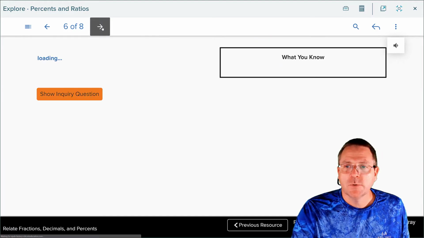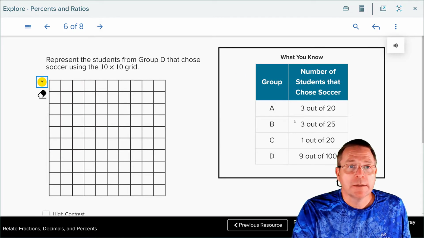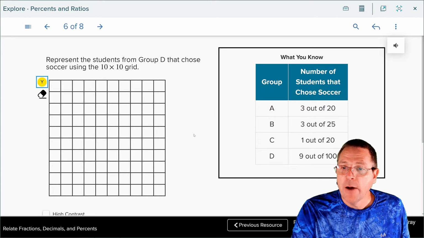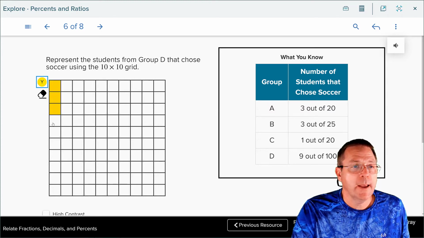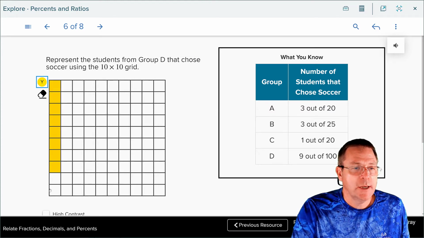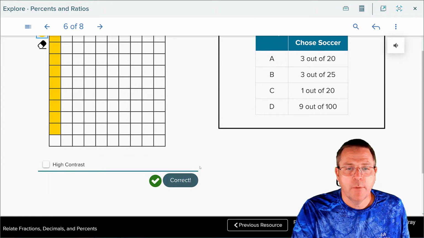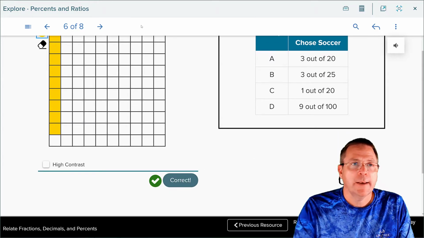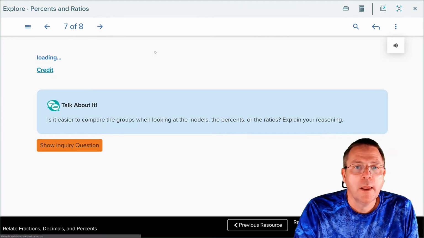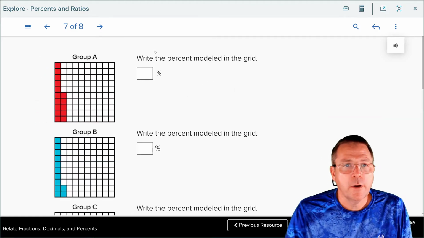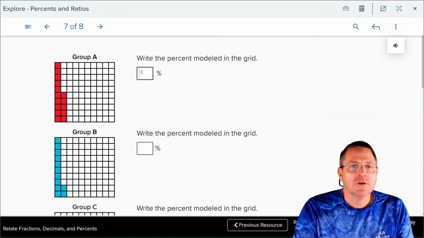And then the last one's going to be super easy, because the last one, group D, is out of 100. We don't even have to do any math. All we have to do is shade in 9 spots on that one, check our answer, and it is correct as so. Now when we move forward from there, you can compare each one of these grids.